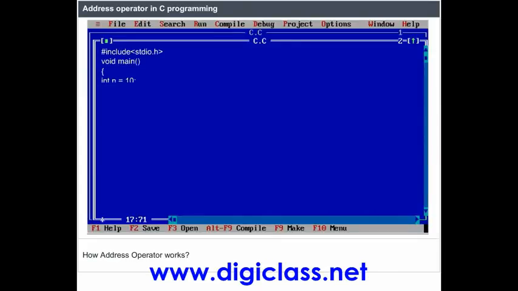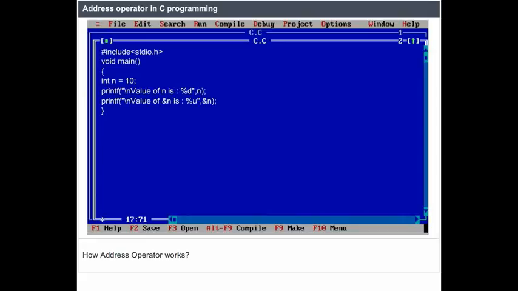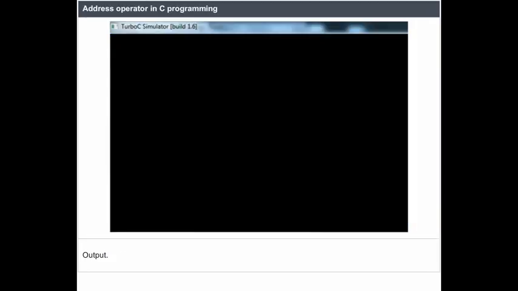How does the address operator work? #include <stdio.h> void main() { int n = 10; printf("\nvalue of n is %d", n); printf("\nvalue of &n is %u", &n); } Output: value of n is 10, value of &n is 1002.